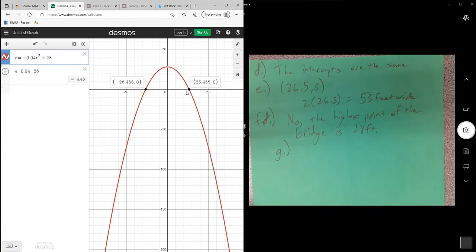So G, it says you want to install a flagpole on a bridge at an arch height of 20 feet. Write the equation you must solve to determine how far to the right or left of center the arch height is.